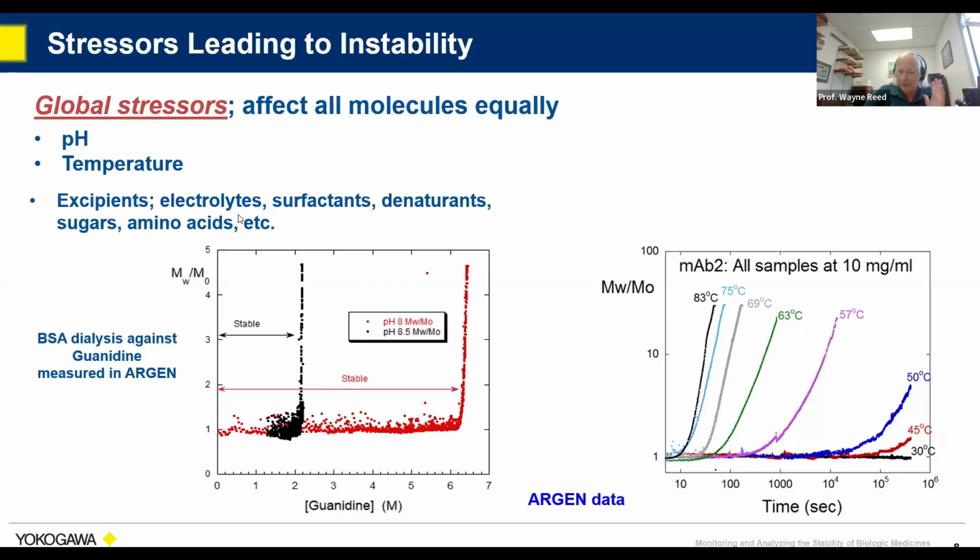Now excipients, anything you can think of: electrolytes, surfactants, chelating agents, sugars, etc.